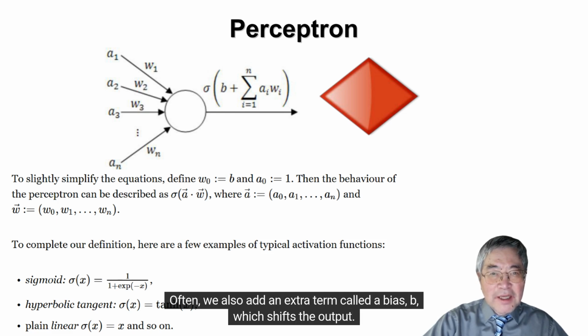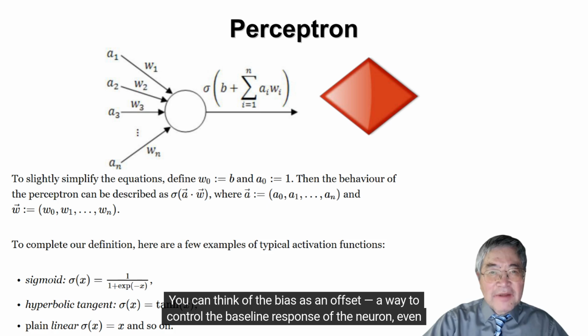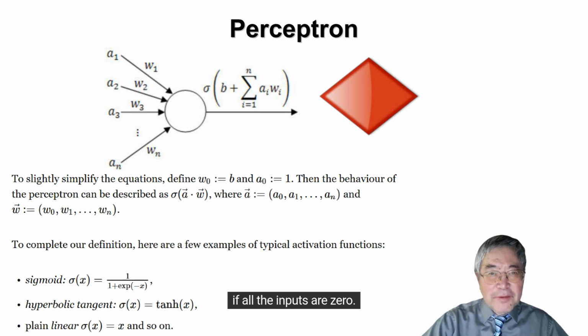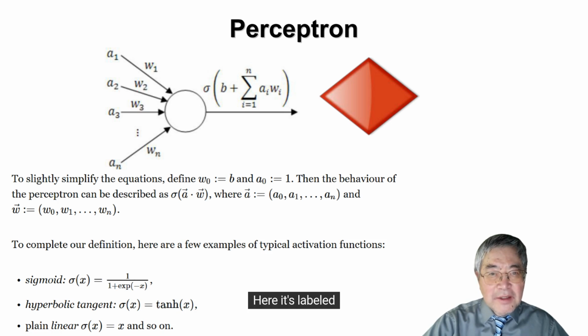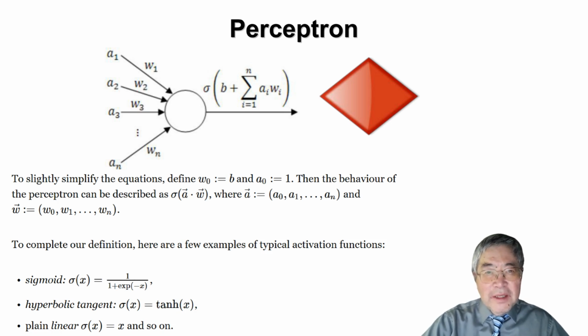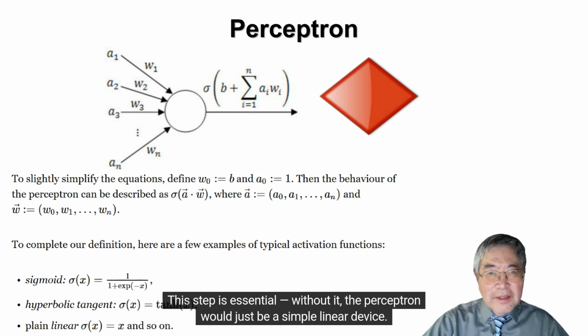Often we also add an extra term called a bias, B, which shifts the output. You can think of the bias as an offset, a way to control the baseline response of the neuron even if all the inputs are 0. Once we have this weighted sum, we pass it through a nonlinear function, which we usually call the activation function. Here it's labeled sigma. This step is essential. Without it, the perceptron would just be a simple linear device.